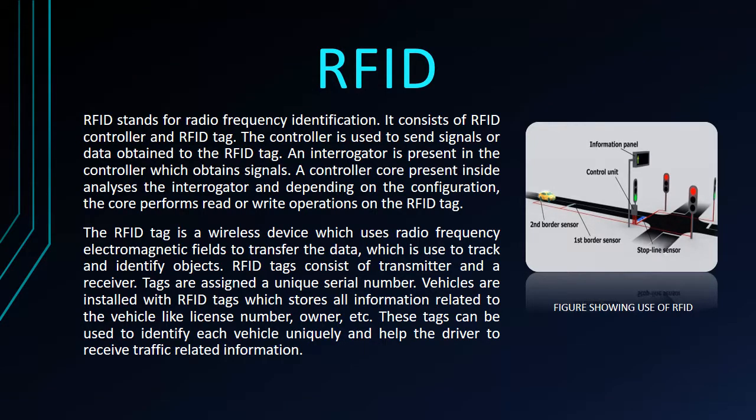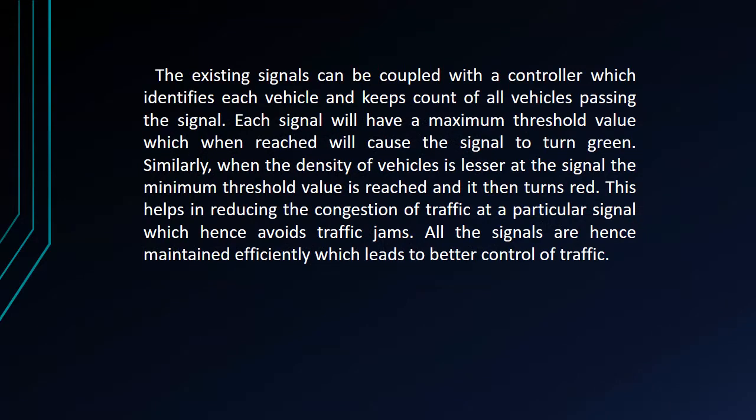RFID is one of the most employable techniques using existing infrastructure in the nation today. RFID stands for radio frequency identification and consists of a controller and a tag. It's a wireless device which uses radio frequency electromagnetic fields to transfer data, which is used to track and identify objects. It does have a few drawbacks, however. It's not completely accurate at times.